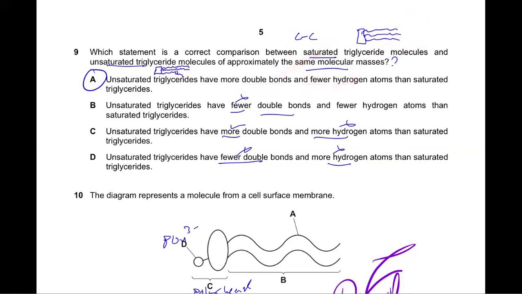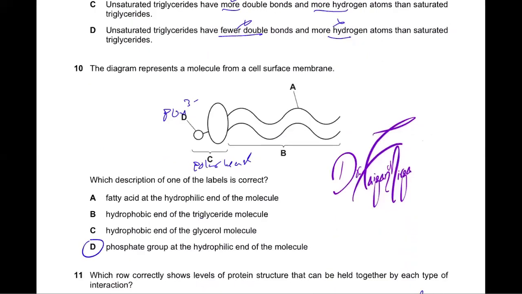Yes, that's true because when there are more carbon-carbon double bond, there will be less hydrogen. There, unsaturated triglycerides have fewer double bond. That's absolutely incorrect. Unsaturated triglycerides have more double bond. Yes, this is correct, and more hydrogen. No, that's not possible. It is contradictory. Unsaturated triglycerides have fewer double bonds. Again, this is wrong science because it will have more double bond. That's why it's unsaturated. Question 10.